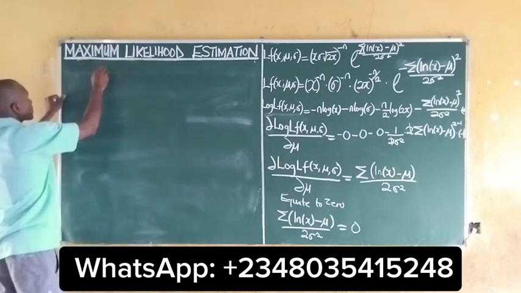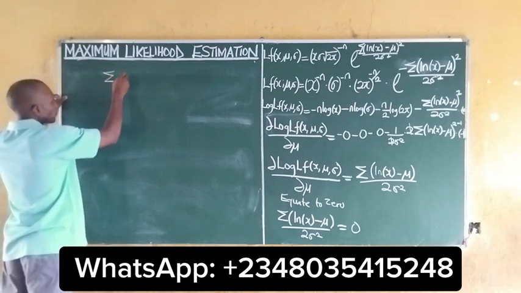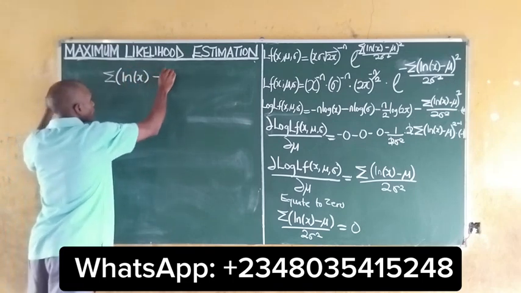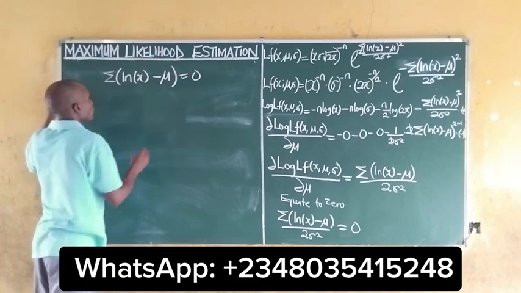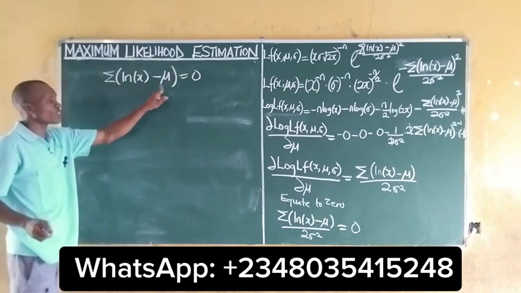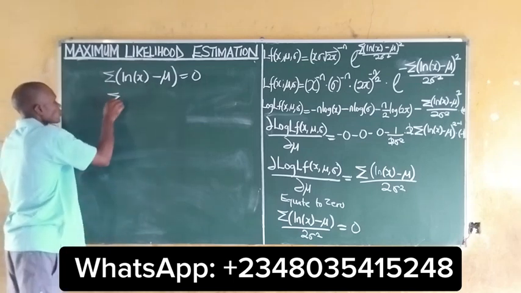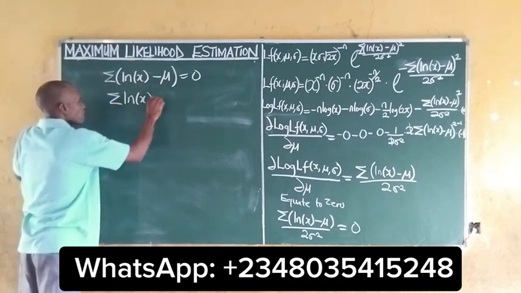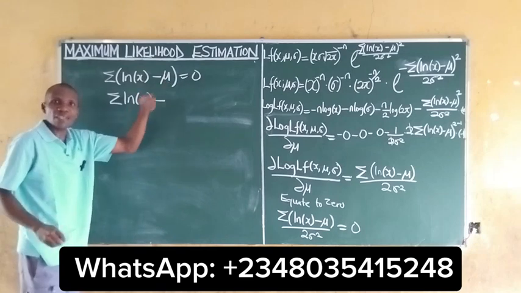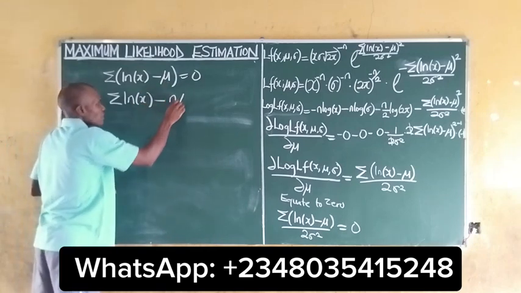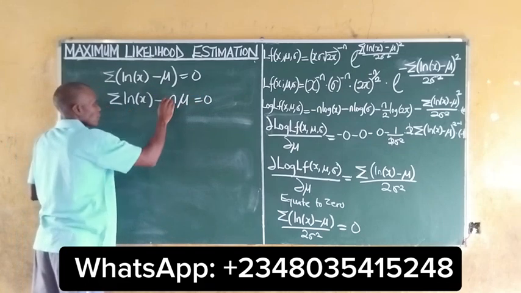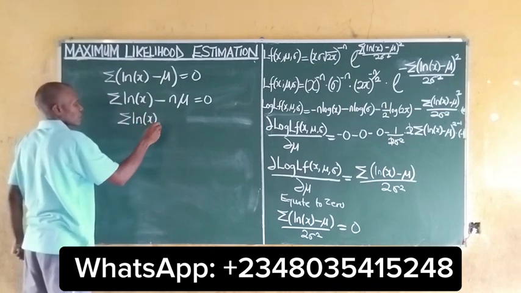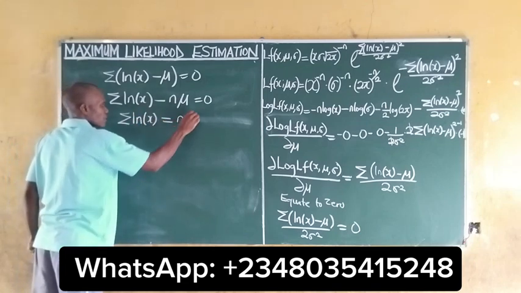So it then means that the summation of (x minus mean) is equal to 0. Of course, we have to sum the whole of this. If we sum this, we get the summation of x. If we sum a constant, we get n times that constant, which is n times the mean, equal to 0. Of course, this can go over to this side to give us the summation of x is equal to n times the mean.